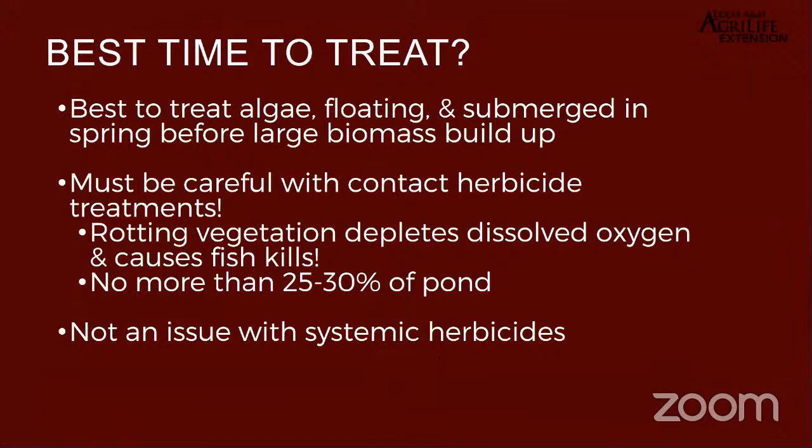The best time to treat your algae or floating and submerged vegetation is in the spring before a large biomass buildup. You need to be careful when you're treating with contact herbicides. Rotting vegetation will actually attract a lot of beneficial bacteria to help break it down, and these bacteria actually consume oxygen in the water column. So this is depleting the overall dissolved oxygen in your water system, which is very important. If you have fish, it will cause fish kills. So you are recommended to treat no more than 25 to 30% of your pond at a time. Wait 7 to 10 days for the material to die off, and then move on to the next section.